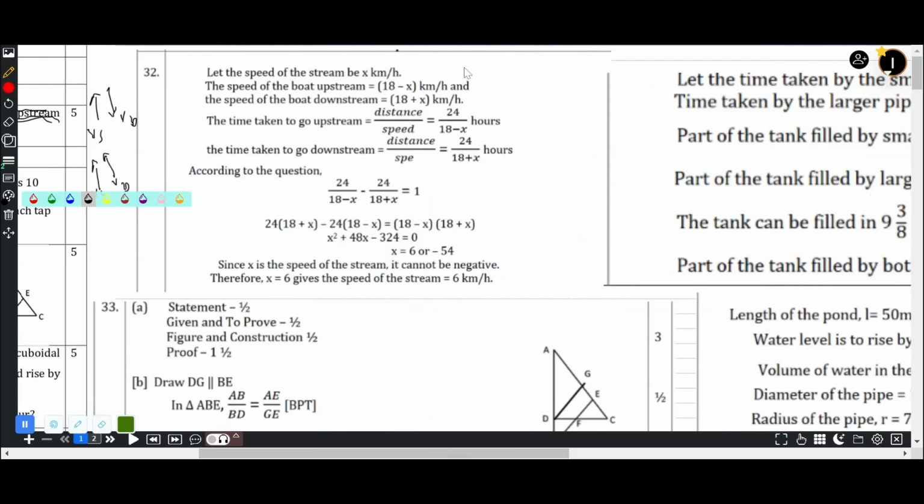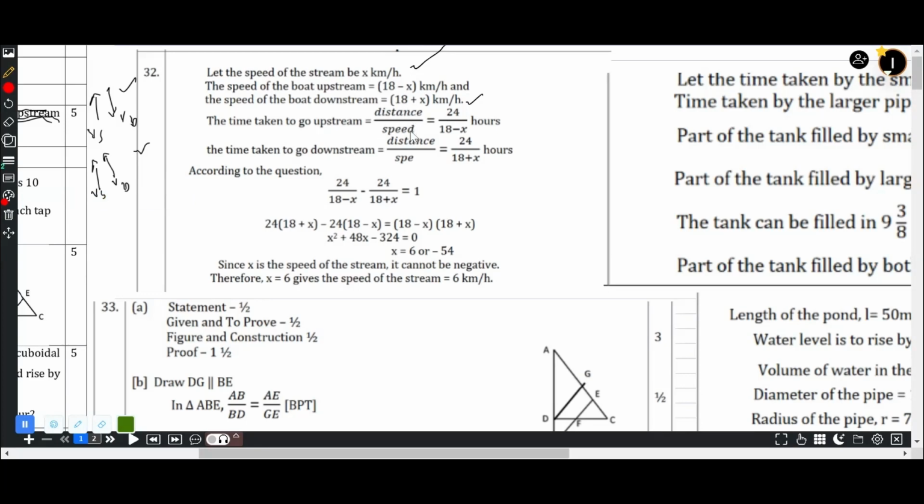So ये हमने सोल्यूशन इसका बनाया कि लेट द स्पीड ऑफ द स्ट्रीम भी x किलोमीटर पर आवर. द स्पीड ऑफ द बोट अप स्ट्रीम इज 18 माइनस x. 18 किलोमीटर पर आवर जो है बोट की स्पीड दी हुई है, और स्पीड ऑफ द बोट डाउन स्ट्रीम हो गया 18 प्लस x किलोमीटर पर आवर. तो आपको पता है टाइम इज इक्वल टू डिस्टेंस अपॉन स्पीड, राइट. So time taken to go upstream will be 24 over 18 minus x, और time taken to go downstream will be 24 by 18 plus x.